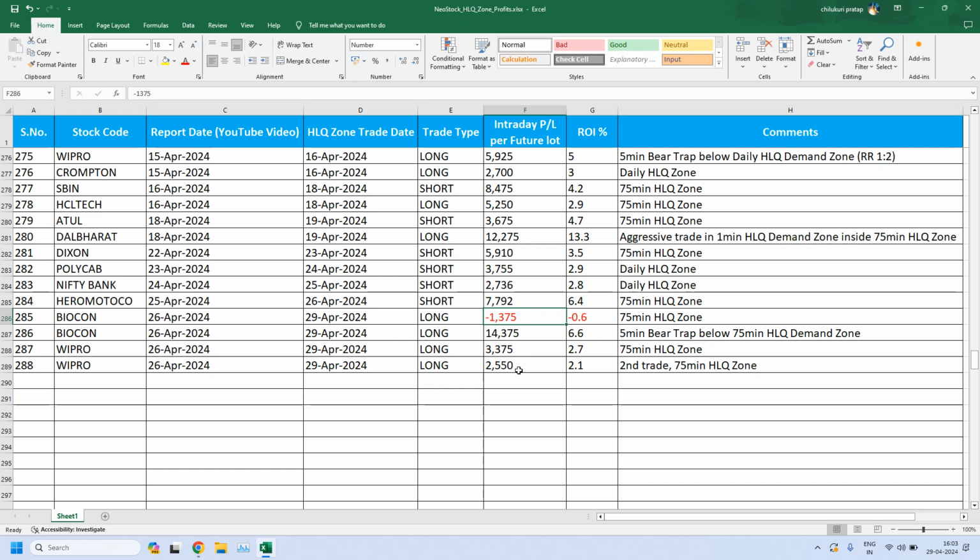which is a loss of 1,375 rupees. The second trade from the 5 minutes bear trap below the 75 minutes high liquidity demand zone, you got a profit of 14,375 rupees, which is 6.6% return on the investment as per one futures margin cost.